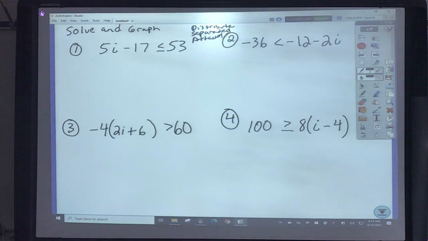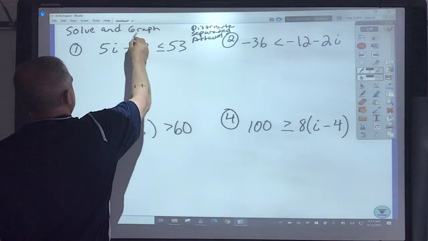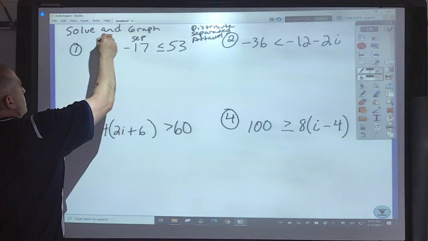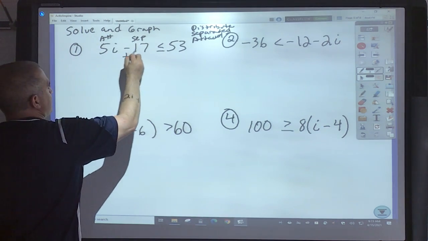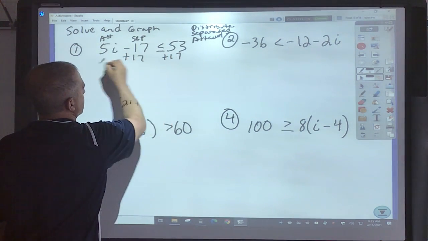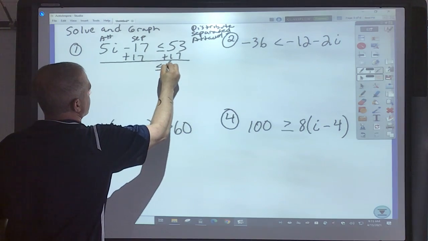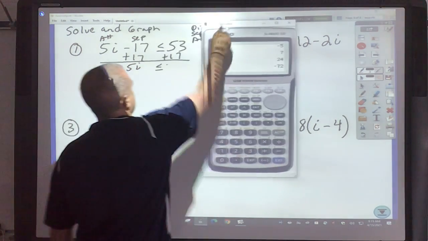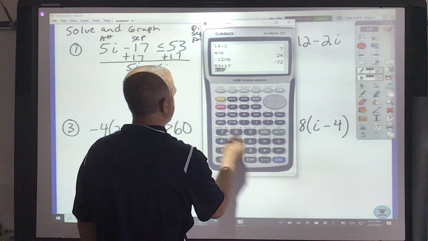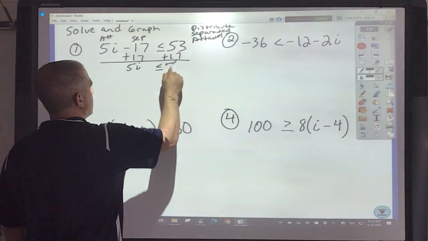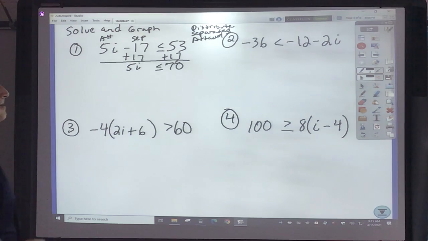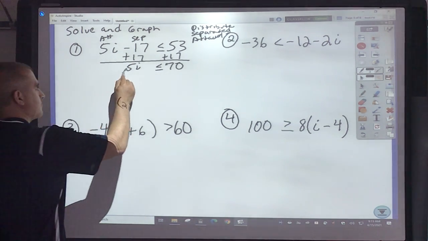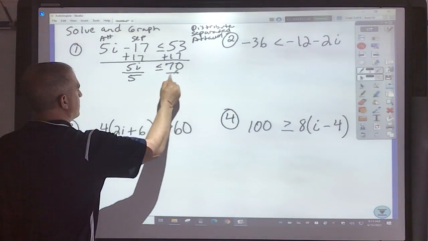Okay, as a reminder, what's the separated? This is the separated, this is the attached. Okay, so I would add 17, that's going to be 5i less than or equal to, let's figure out what 53 plus 17 is. That's going to be 70. Okay? And then I would divide by this 5 here.